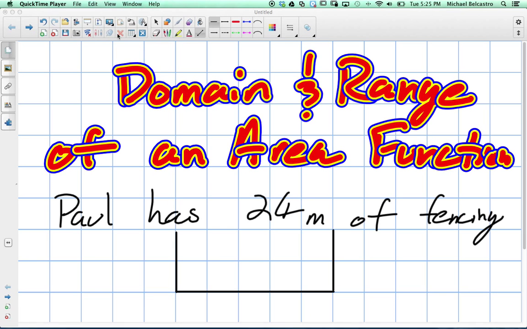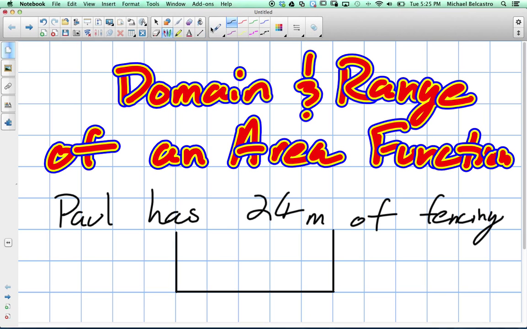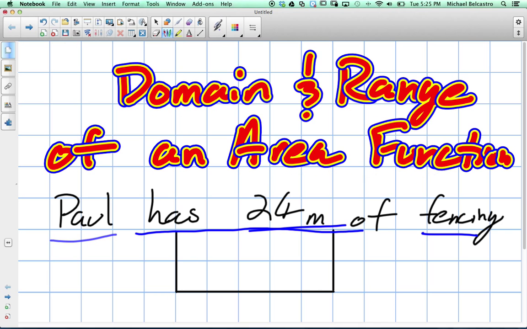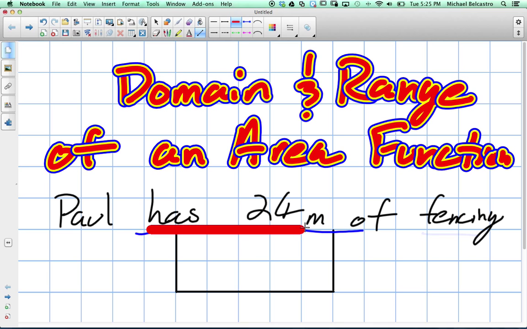All right. We're going to talk about domain or range specifically and an area function. So Paul's a farmer and he has 24 meters of fencing to enclose a garden he has. But this garden is going to kind of back onto the wall of his barn. So we'll use red to represent the wall of the barn.